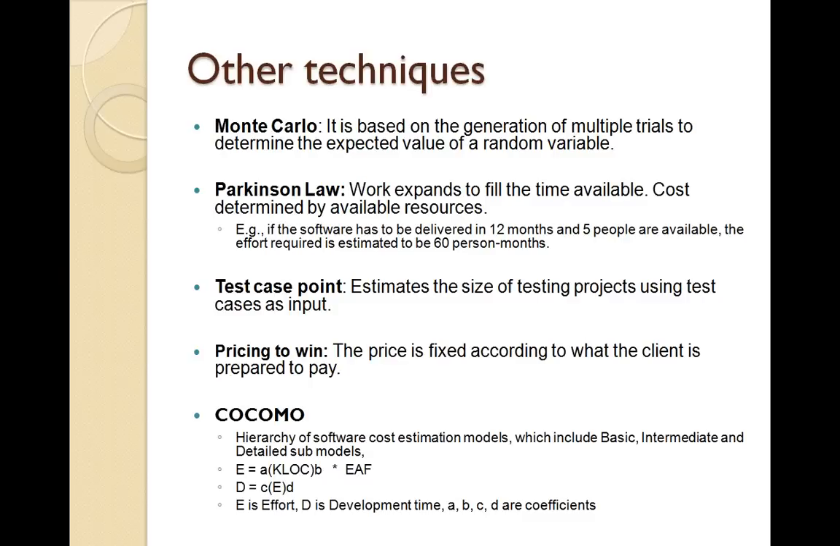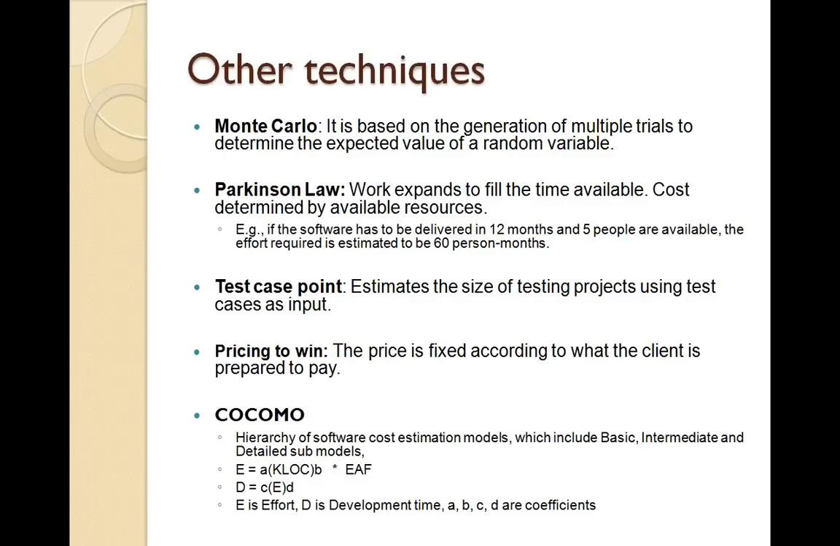The next one is test case point, where we try to identify the estimates of the testing projects using test cases as an input. So we have use cases. Based on use cases, we derive the test cases, and we try to estimate the test case points, and we apply the normalization factors, and then we have the filtered test case points available for estimation. Another technique which is practically used is pricing to win, which is a cost estimation technique. So price or quote as per what the client is prepared to pay, whatever is the bid amount and whatever is the quotation amount. Based on that, we try to bid and get the project.